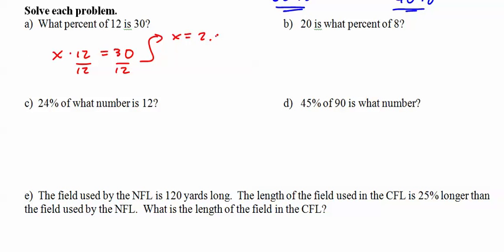Now let's think for a second what that means. That means 30 is 2.5 bigger than 12. That means it is 250%, because we went times 100 to make it a percent.